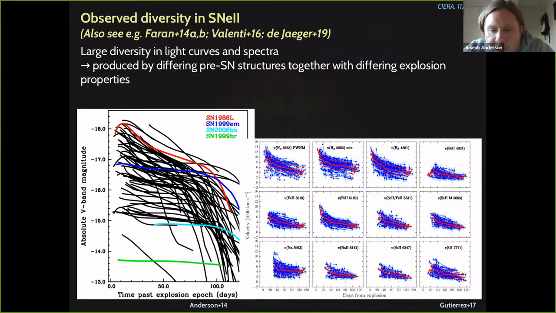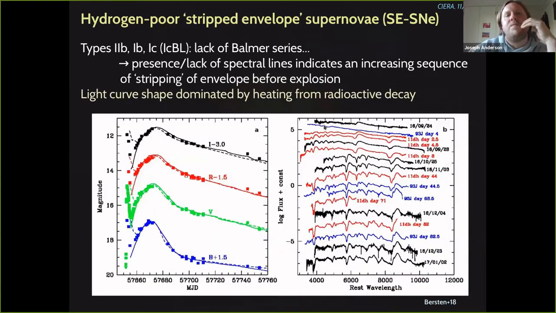In the spectra here, what I show is the spectral evolution for a large sample of supernovae. So each blue connected dots is one supernova, and this is for different spectral lines in the spectrum. So velocity on the y-axis, days past explosion on the x-axis. So this again shows a large range in velocities within the different supernovae, and there's also a diversity in when these different lines appear or disappear from the spectra, etc. And so all this diversity is being produced by, we think, some differing pre-supernova structures that exploded together with these different possible explosion properties.